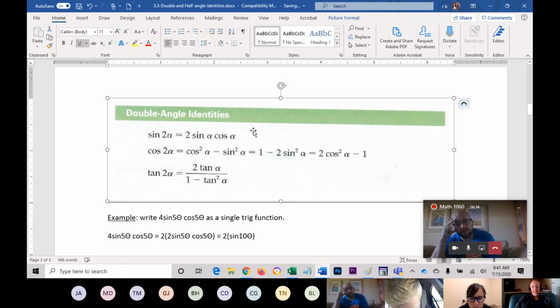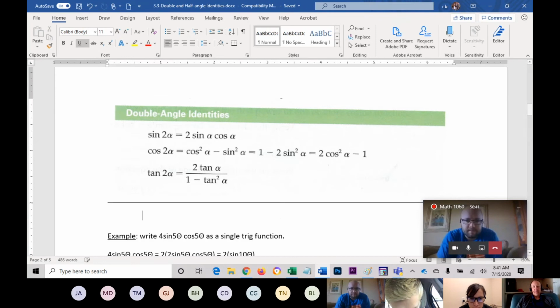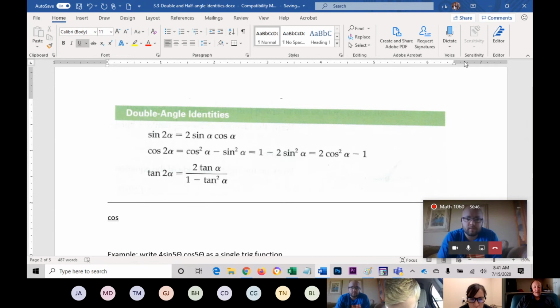I don't get that part. Why is it equal to 1 minus 2 sine squared of alpha? Okay, so good question.